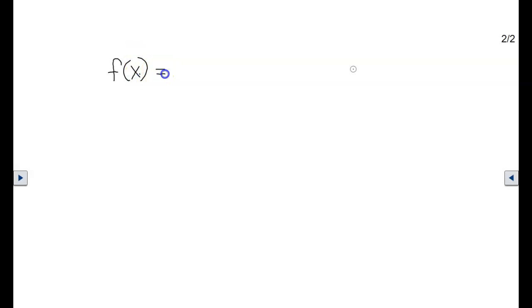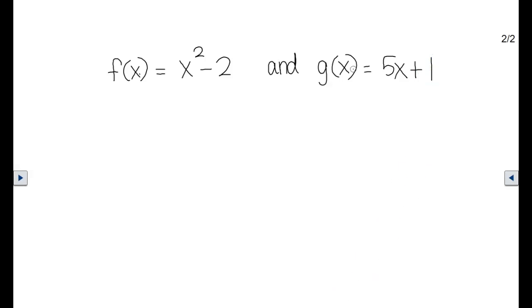They could give you a function like f of x equals x squared minus 2. And then another function, g of x, is equal to 5x plus 1. And then they could say to you something like find f of g of negative 3. So this is a composition of functions.